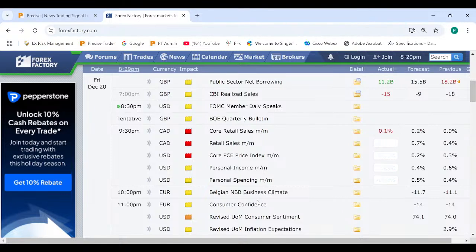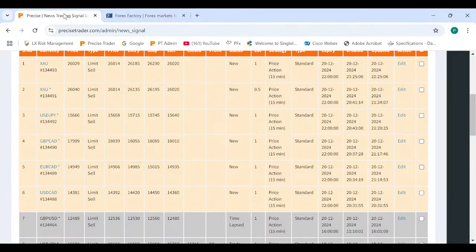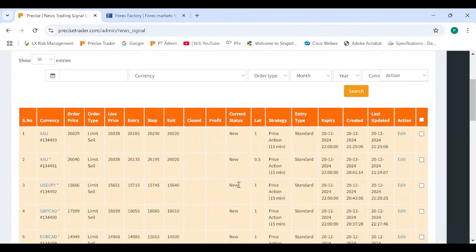Okay. Canadian data: core retail sales month on month is bad, and retail sales month on month also came out bad, at 0.6. Then the core CPI price index is also bad. If the core CPI data is bad, then I think dollar weakness should be seen. So let's see how the market is trading.